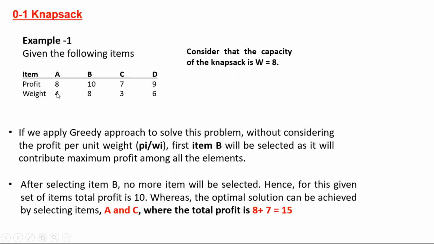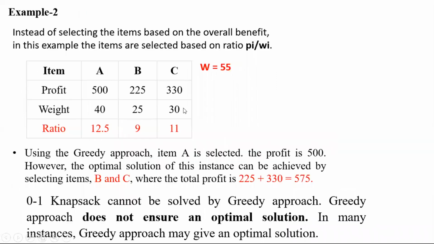If we look at these items, we can make more profit if we select, for example, items A and C. The total weight for items A and C is 7, which is less than the knapsack capacity. And in this case, the total profit is 15. So the greedy approach is not good for the 0-1 knapsack problem.